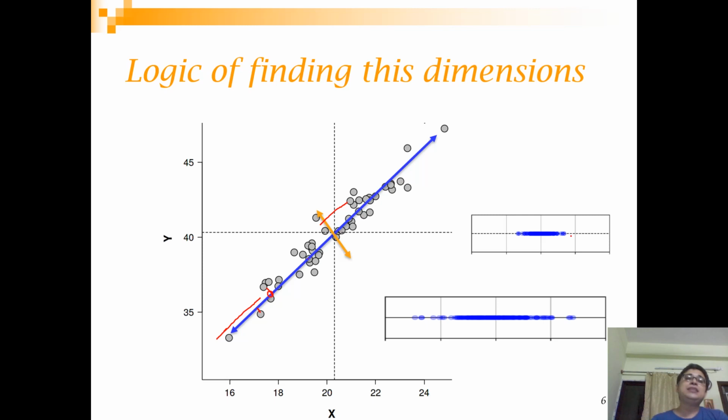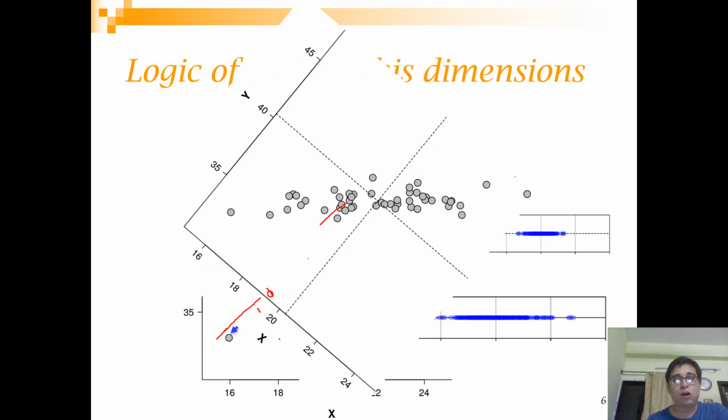So instead of using my original axes, what I may want is to rotate my axes so that they now align with the variability directions. It can be something like this, right? So one axis is now along this direction, and another axis is along this direction. Basically this is what you actually want to achieve through principal components.